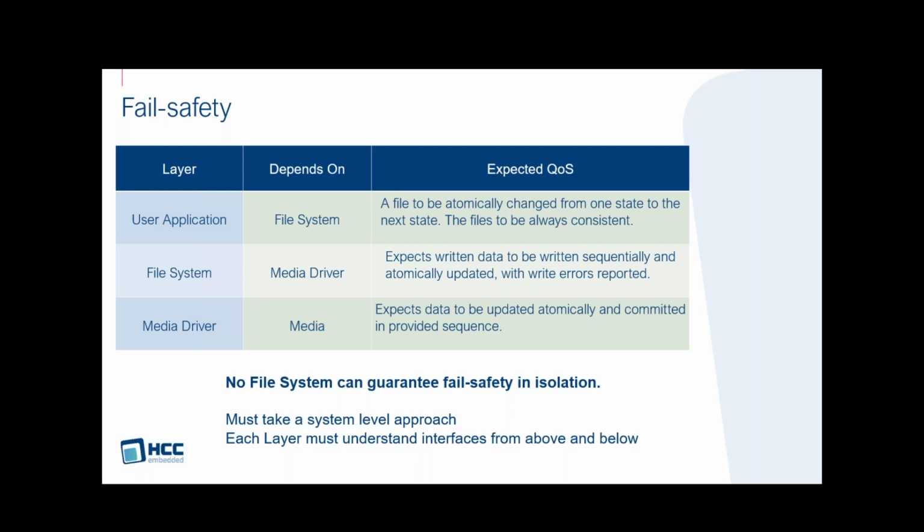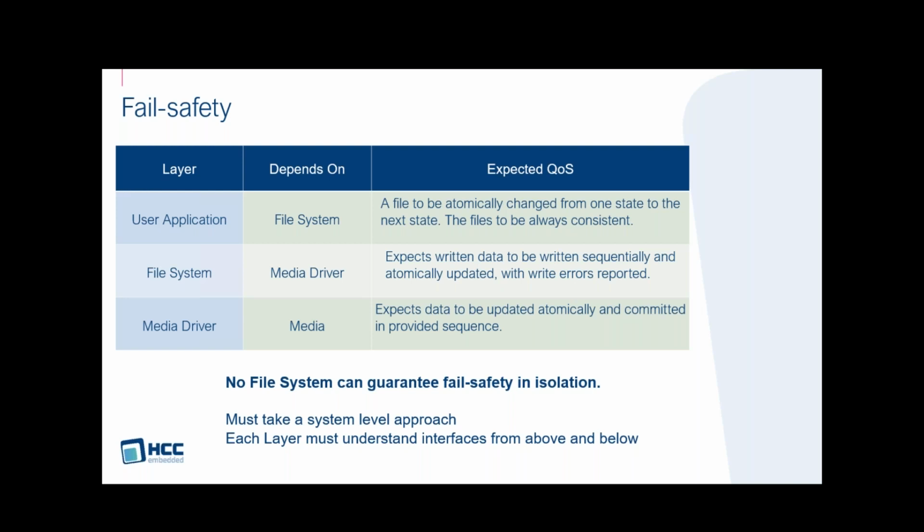But fail safety cannot be the property of a file system on its own. No file system can guarantee fail safety in isolation. If the media does weird things, it doesn't matter how good your file system is, it's not going to make it fail safe. If your user application doesn't understand what fail safety means from the file system, then it's not going to get the right result out of the file system. So the message here is that you have to take a system level approach to file system design. Every layer has to understand what every other layer is going to give it in terms of the reliability and the quality of service you can expect from that.